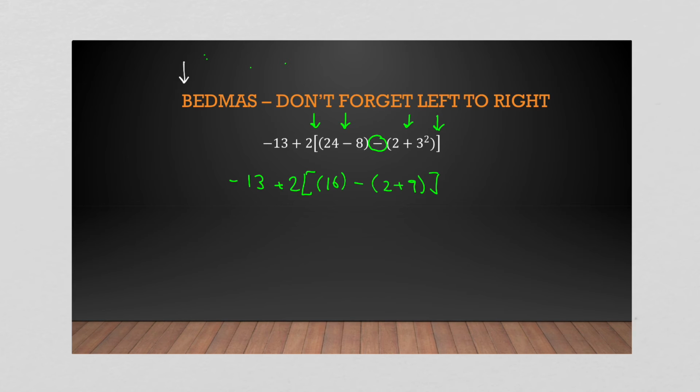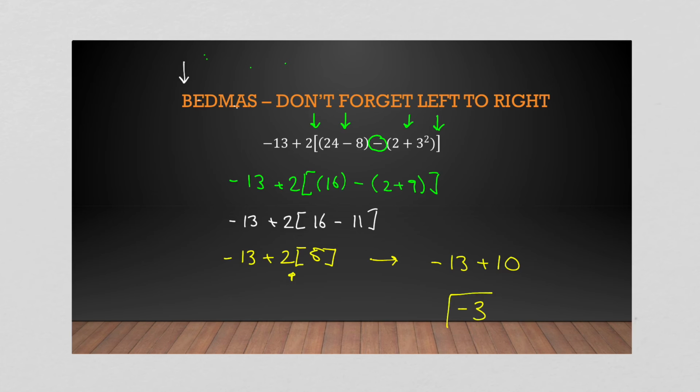So let's keep going on that second set of brackets there. Negative 13 plus 2 times 16 minus 11. And now all we have left in the square brackets is subtraction. So negative 13 plus 2 times 5. Now remember that a number next to brackets right here means multiplication. So we have to do that next. So negative 13 plus 10, and now it's just negative 3.